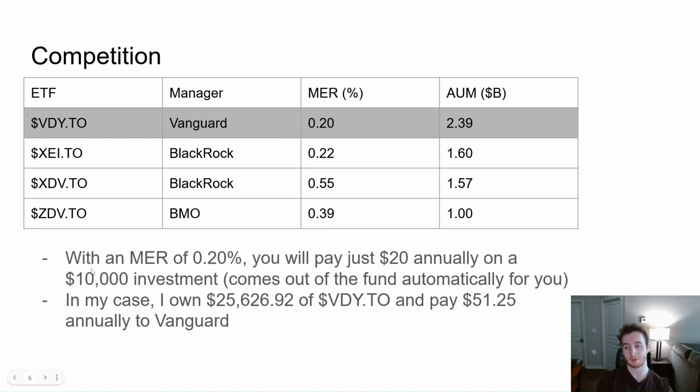But just an overview, if you have that MER of 0.2%, you'll pay just $20 annually on a $10,000 investment, and it comes out of the fund automatically for you. You don't have to mail Vanguard a check. They just take the money right out of the fund for you. And in my case, I own just over $25,000 worth of VDY, so I'm paying about $51.25 annually to Vanguard. So definitely, it's higher than VFV for sure, but I think it's the best way to get really good exposure to the Canadian market.